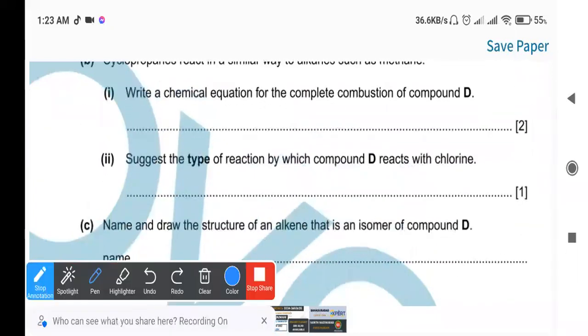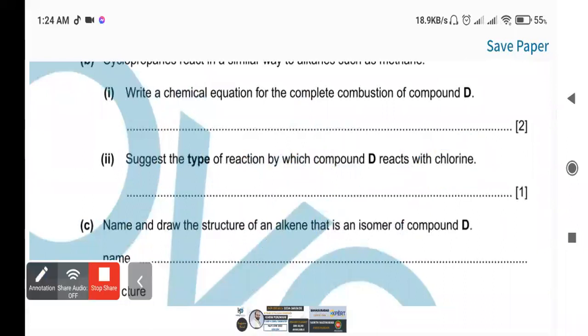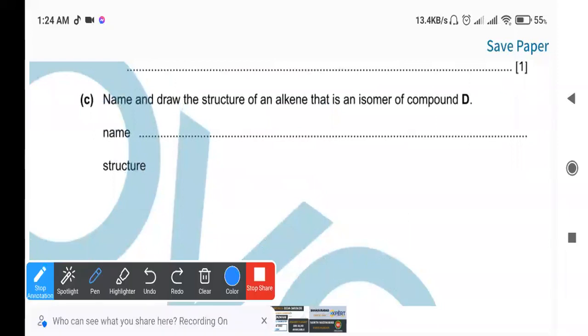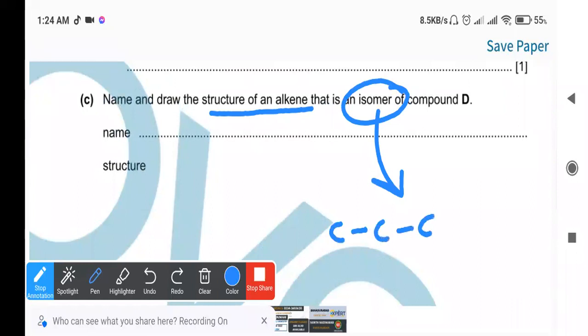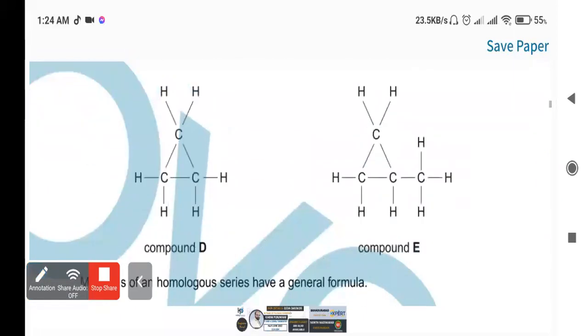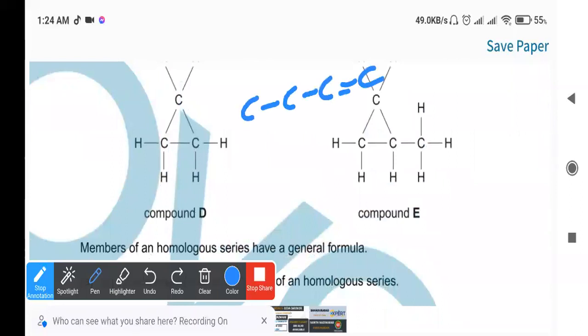Okay, what type of reaction does it do with chlorine? Compound B is an alkane, right? Cyclic alkane. So alkanes would carry out such a reaction. Now the structure. Remember, isomers have the same molecular formula, but their structures are different. Compound D has the formula C3H6, so from this we can draw an alkene with that formula. Now fill in the bonds. This is an isomer of compound D because compound D is cyclic, and what we are drawing now is an alkene. They have already mentioned to draw an alkene.